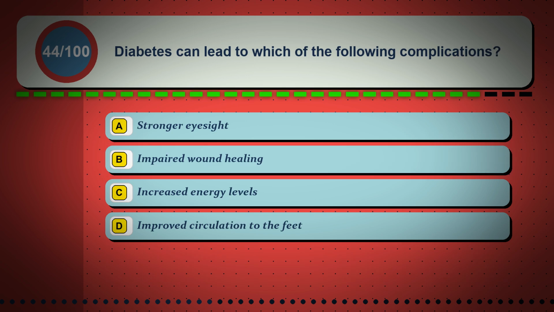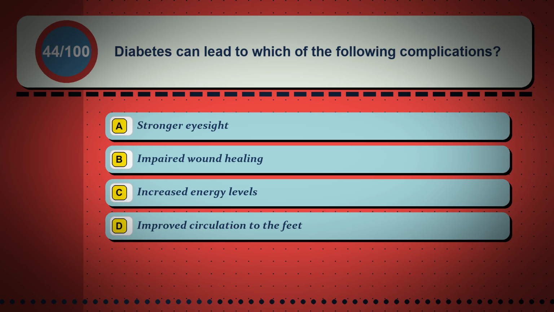Question 44. Diabetes can lead to which of the following complications? Option A, stronger eyesight. Option B, impaired wound healing. Option C, increased energy levels. Option D, improved circulation to the feet.